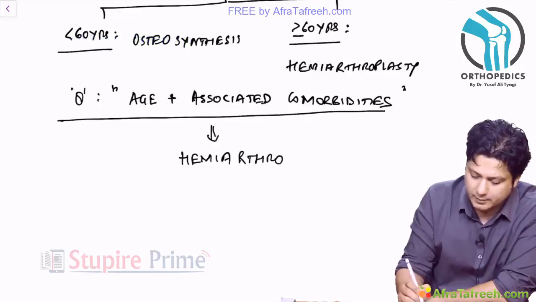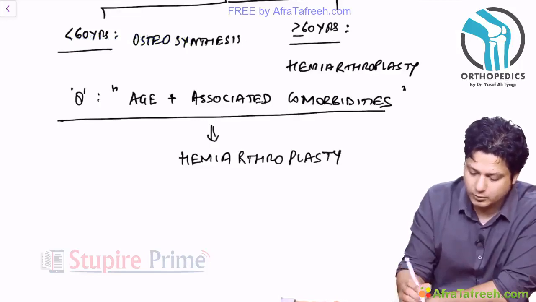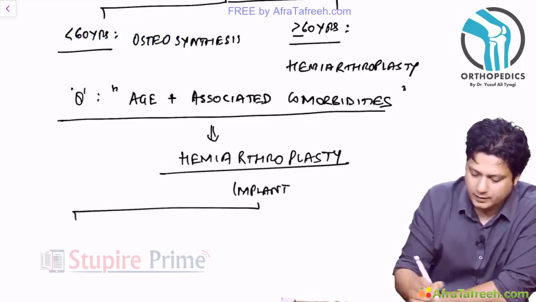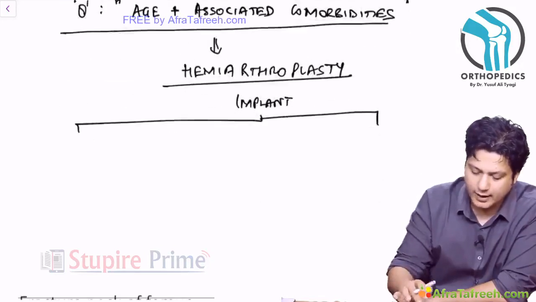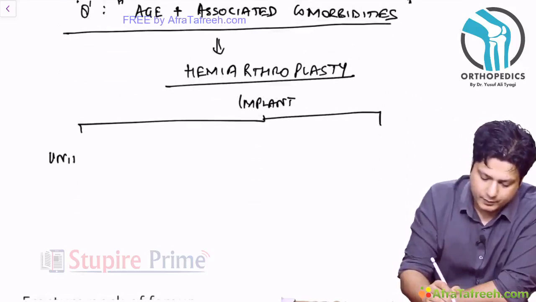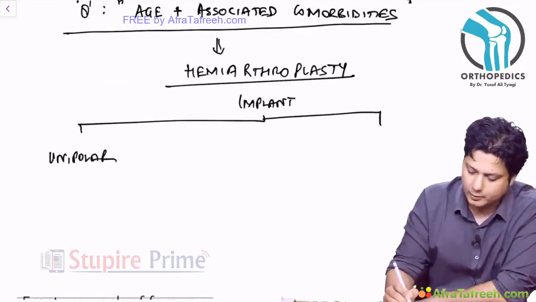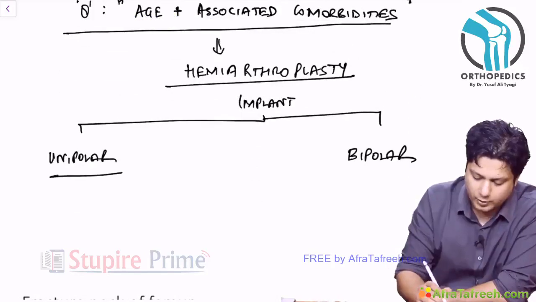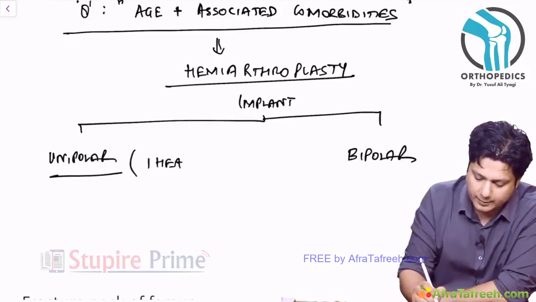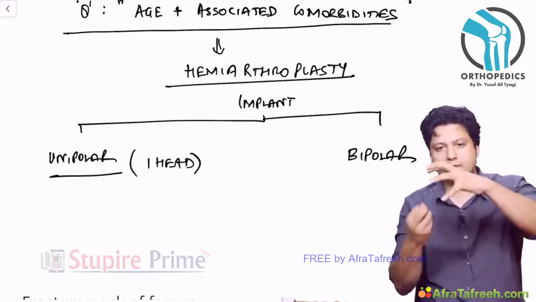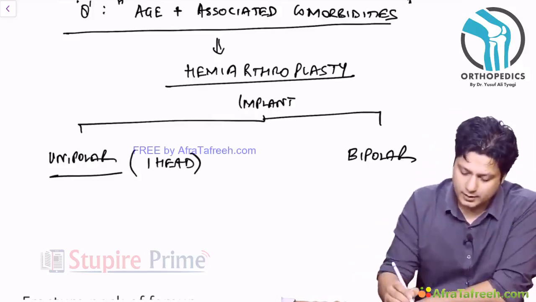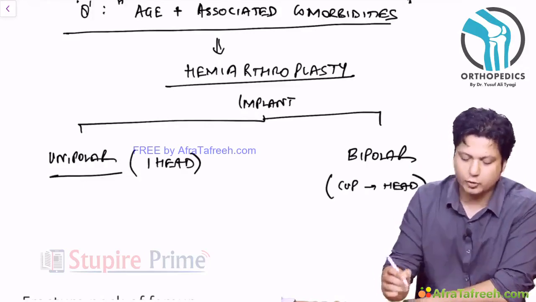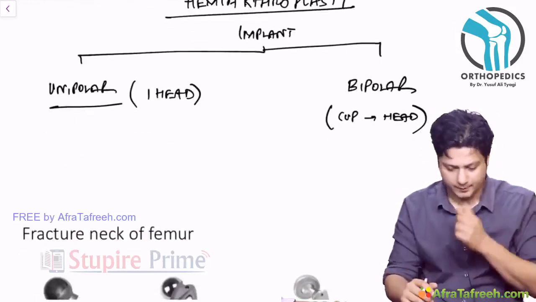Now hemiarthroplasty implants are of 2 types. There are 2 different types of the implants. These are a unipolar and a bipolar. Unipolar implant and bipolar implant. Now, what do you mean by the term unipolar? Unipolar will be having one head and bipolar is going to have two heads, means head within a head. So, over there is going to be a cup, under this there is going to be a head. So, two bearing surfaces are there in the bipolar implant.